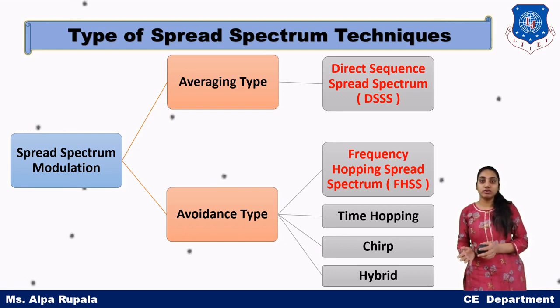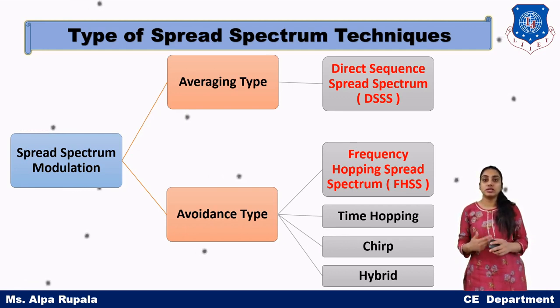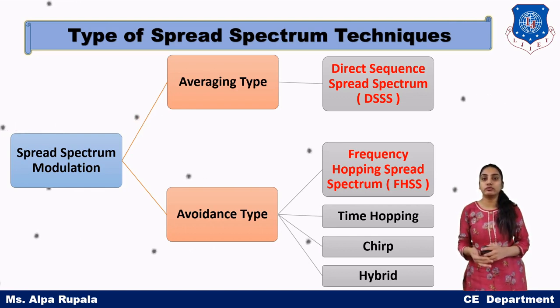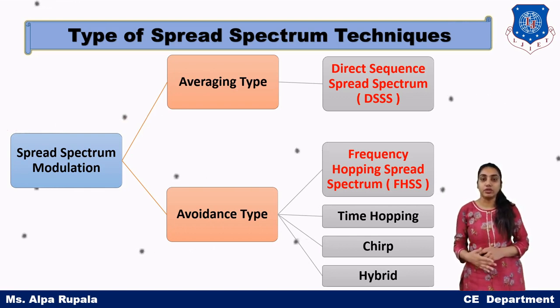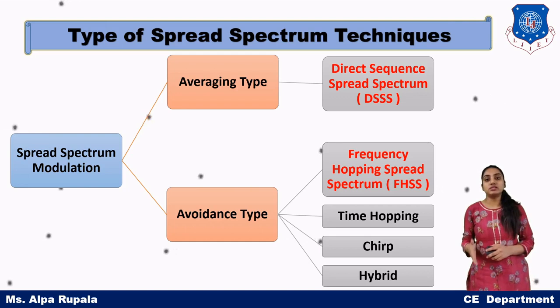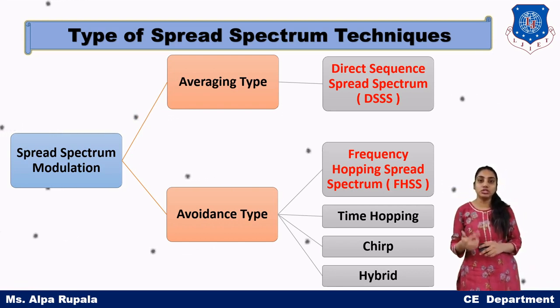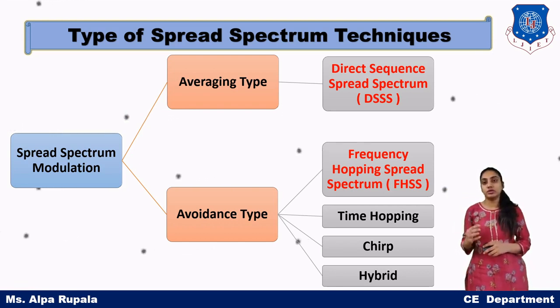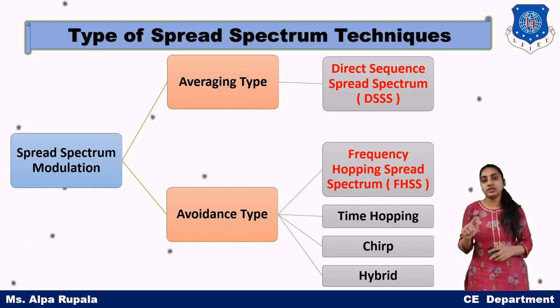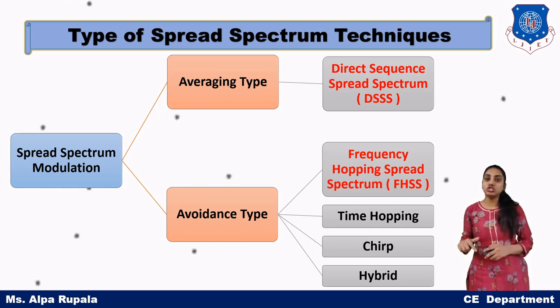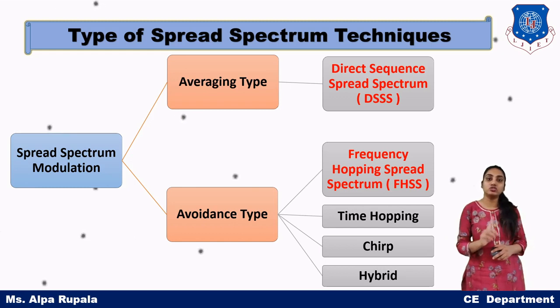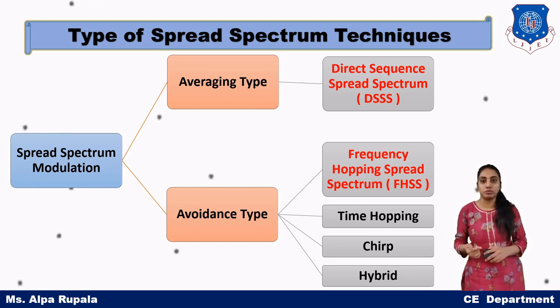We are sending our data on some different frequency over a shorter period of time. On that basis we can have modulation, that is FHSS, frequency hopping spread spectrum. Then there is chirp. In frequency hopping we are selecting a single frequency, but in chirp we are selecting a range of frequencies for modulation purposes.